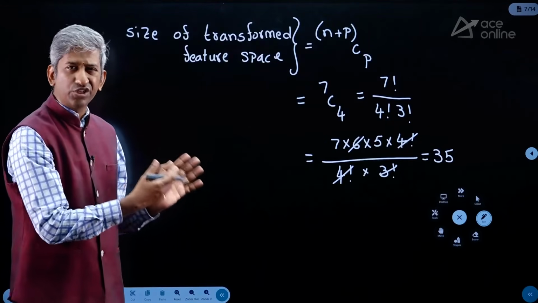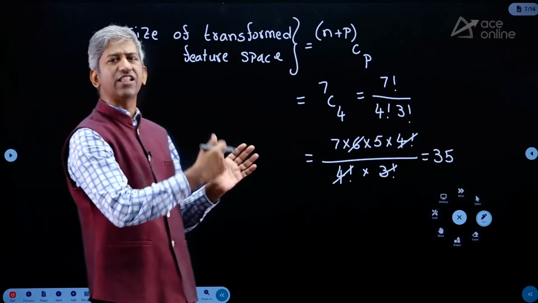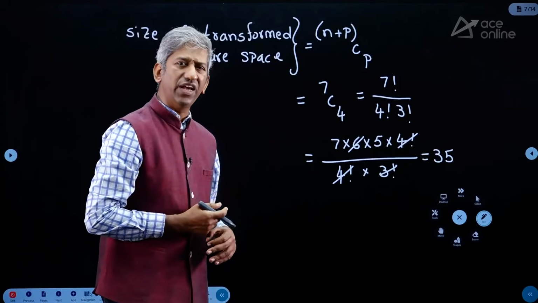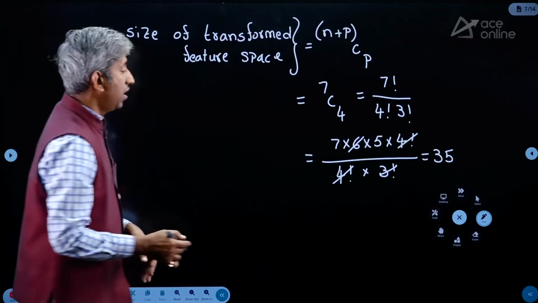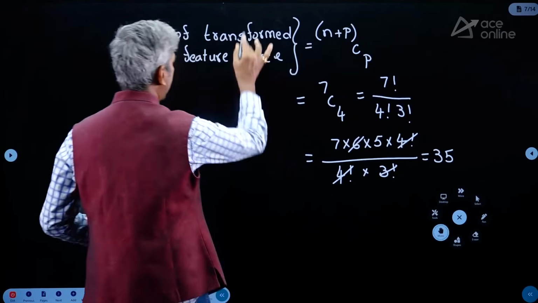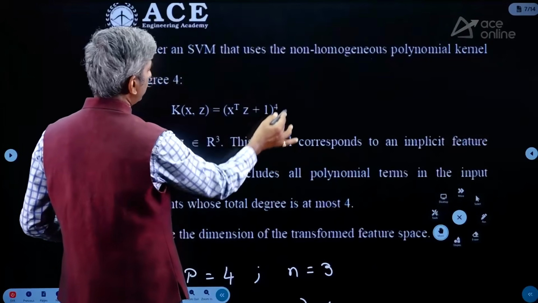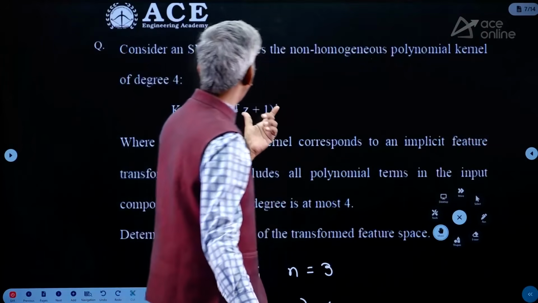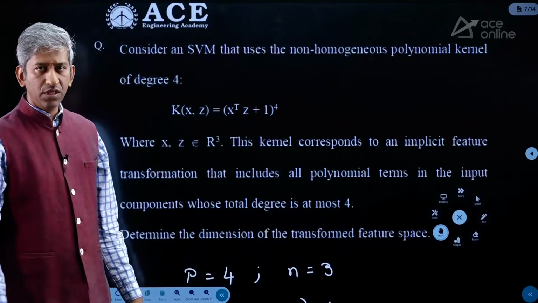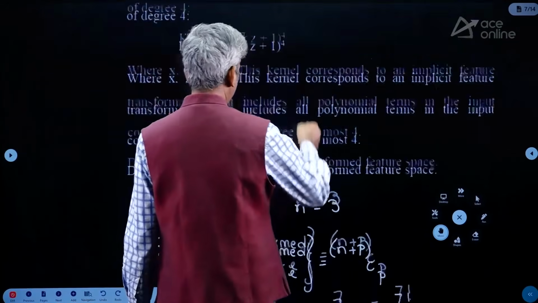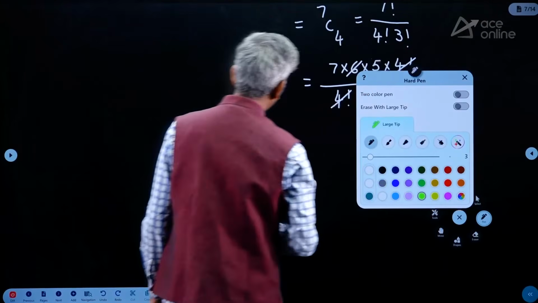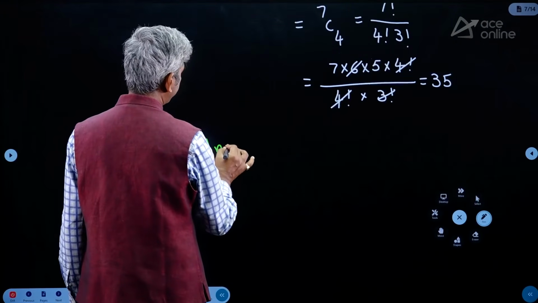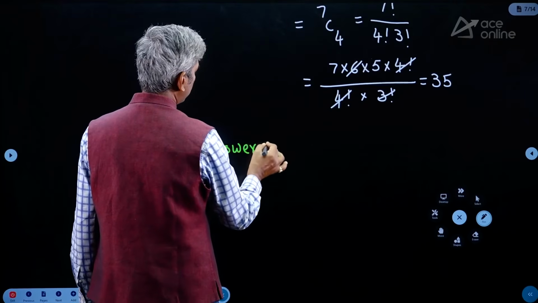So a 3-dimensional space can be transformed into a 35-dimensional space if you consider all the terms that are obtained by expanding this non-homogeneous polynomial function. So the answer is 35. The correct answer is equal to 35.